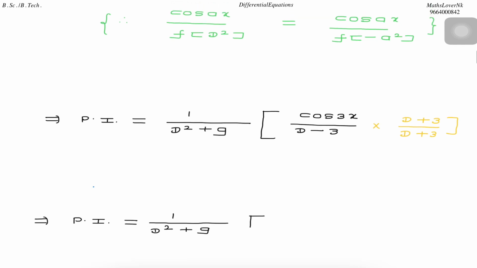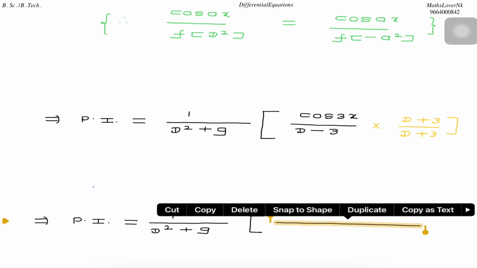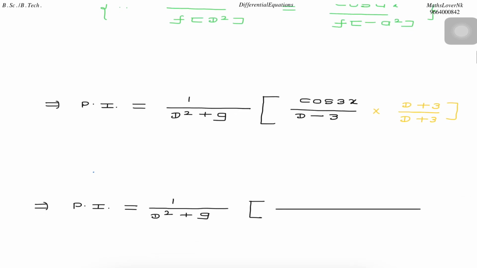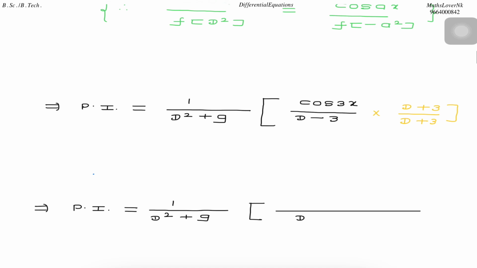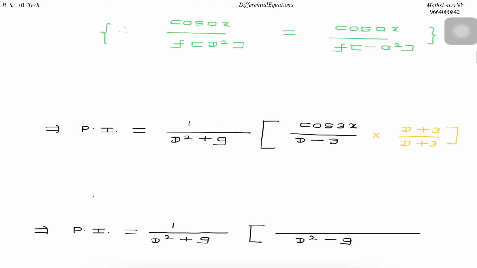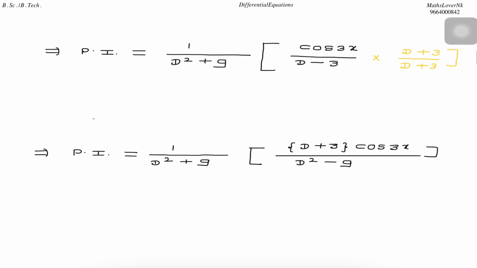Here the denominator becomes d square minus 9. A plus b times a minus b is always a square minus b square, and then the denominator becomes d plus 3, cos 3x, cos 3x. Now we again solve it.